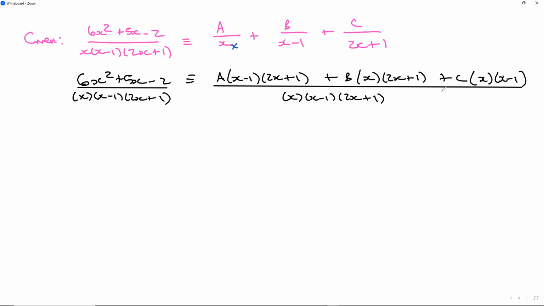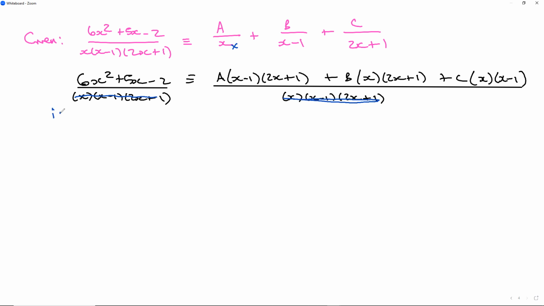Now, if I use the method of substitution to solve this, the first thing I can look at is, okay, if I make x equal to 1, then A will disappear and C will disappear. And I'm going to drop the denominator as well, equating just the numerators.